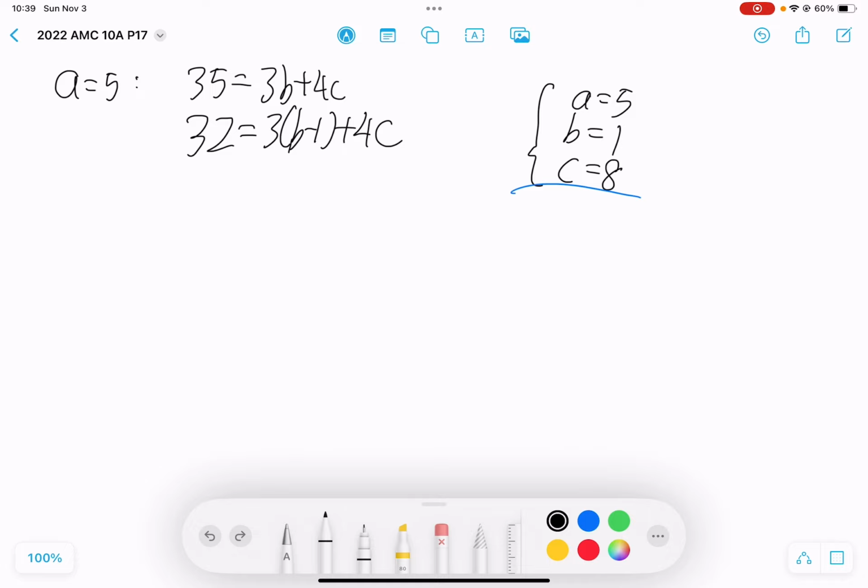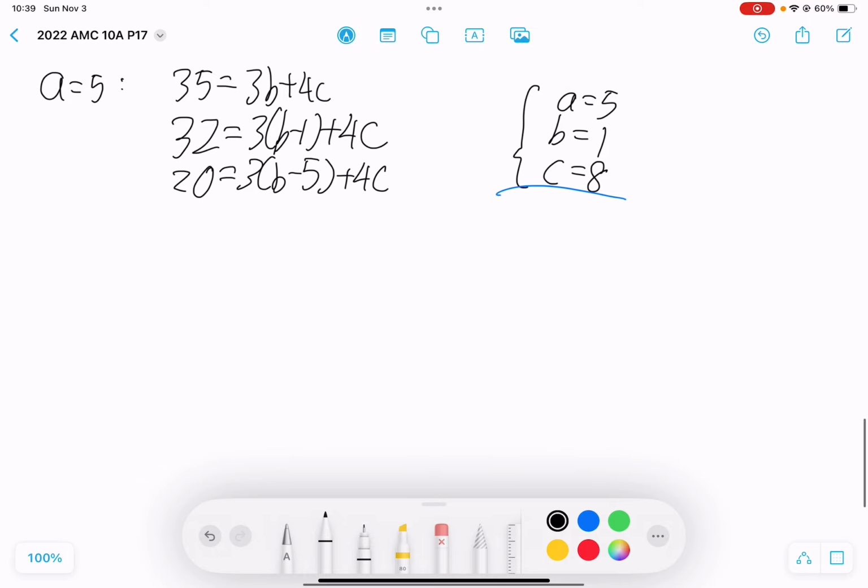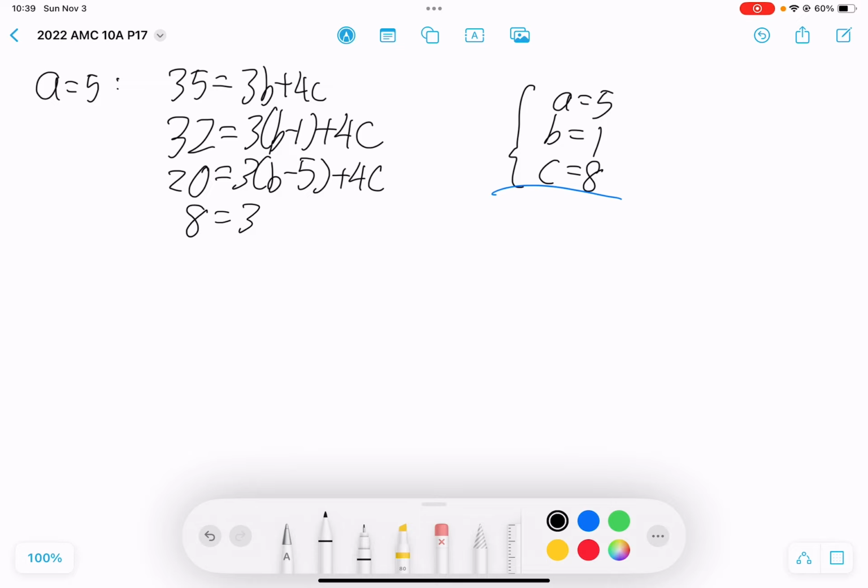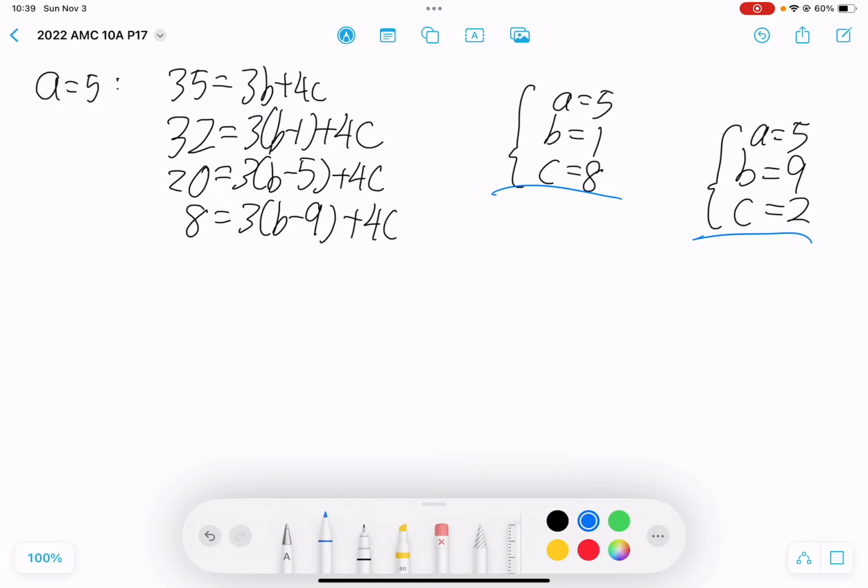So we subtract 32 by 12, or by 3 times 4. And 32 minus 12 is 20, equals 3 times b minus 5 plus 4c. This works, but the solution is just 5, 5, 5, which doesn't add to anything. Let's subtract this by another 12. We have 8 equals 3 times b minus 9 plus 4c, which actually works. So we have another solution, a equals 5, b equals 9, and c equals 2. So this solution works.